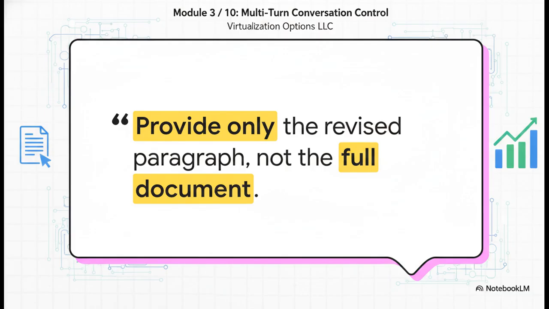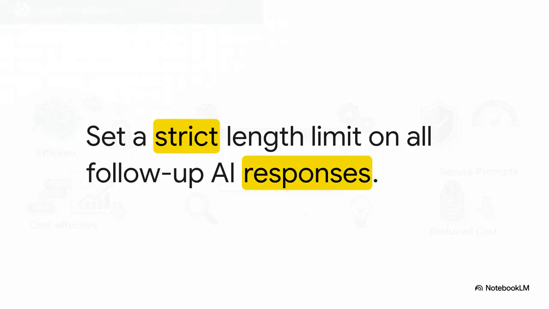To stop that massive waste, you should adopt this golden rule phrase for your follow-ups. "Provide only the revised paragraph, not the full document." The crucial point here is that you have to proactively set a strict length limit on those follow-up responses. Even when you're just making a quick correction, cap the output. This simple constraint acts like a firewall. It literally stops the model from unnecessarily spitting out hundreds or thousands of words when all you needed was a tweak to a tiny fraction of the text. It's an absolute game changer for saving tokens.